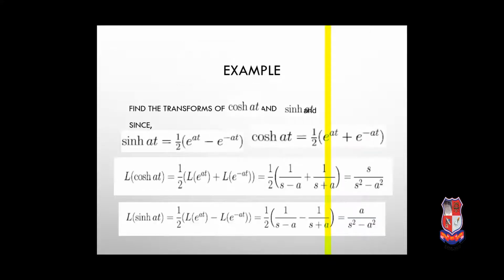Next, we have given one example: find the Laplace transform of cos hyperbolic of at and sin hyperbolic of at. Okay, we already know that sin hyperbolic of at is equal to 1 by 2 (e raised to at minus e raised to minus at).